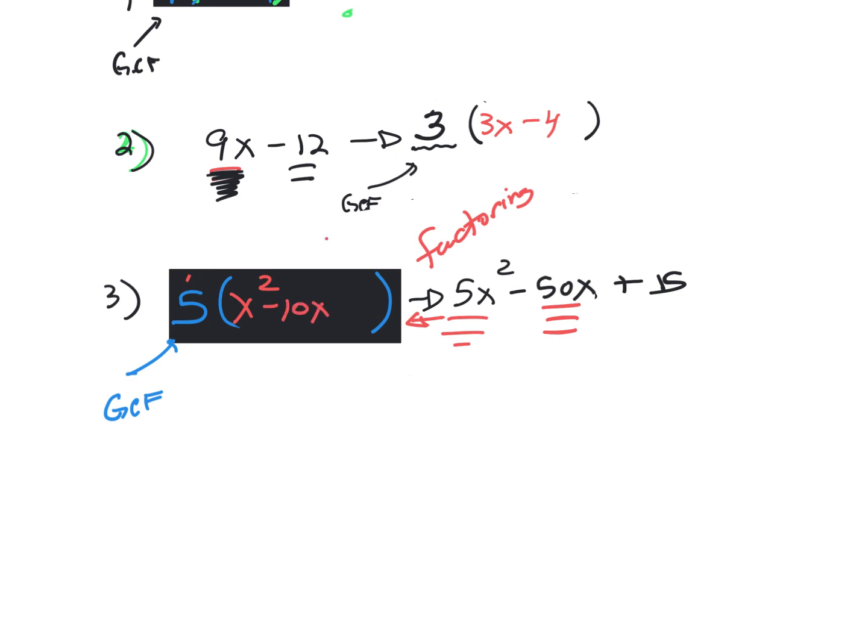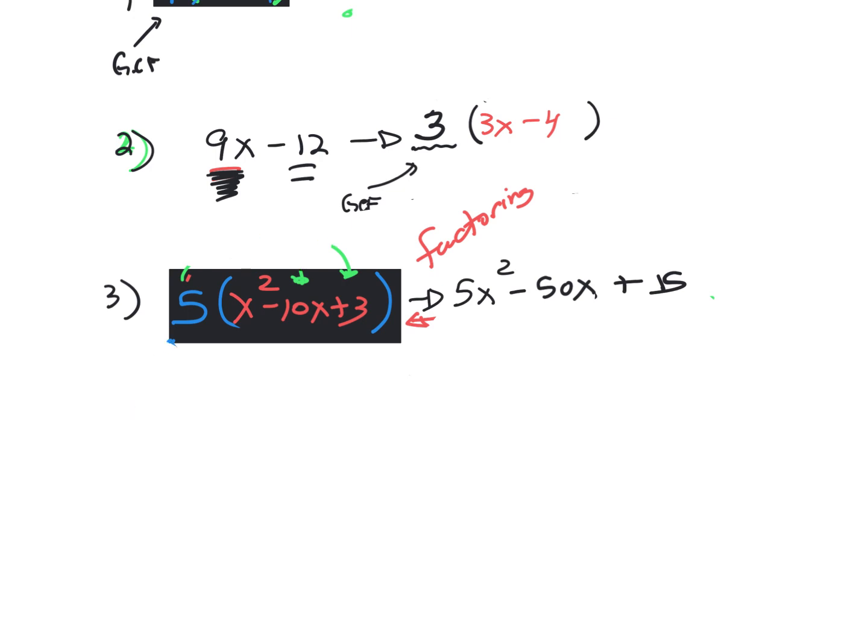And then 5 times what is going to give us positive 15? So what would have to go in that last slot to get positive 15? So that would have to be a positive 3. And then we could double check it and make sure: does 5x squared, when you multiply that, really give you 5x squared? Check. When you multiply 5 times negative 10x, do you get negative 50x? Yes. And when you multiply 5 times 3, does that really give you 15? Yes. So you can double check it by multiplying out to make sure.